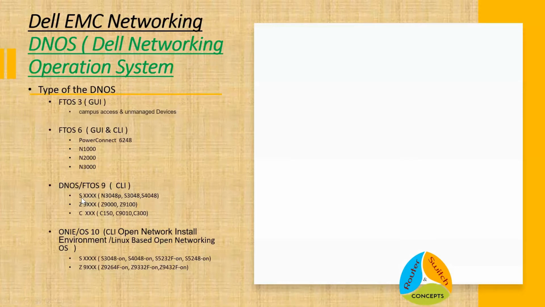Okay, so the hardware which is supported with OS 9 is S series, Z series, and C series, and even a couple of N series. For the S series, I will mention some of the hardware models. N3048P or S3048P basically supports OS 9, and S4048 is also supported by OS 9. In Z series, we have 9000 and 9100, which support OS 9, and in C series, we have C150, C9010, and C300.